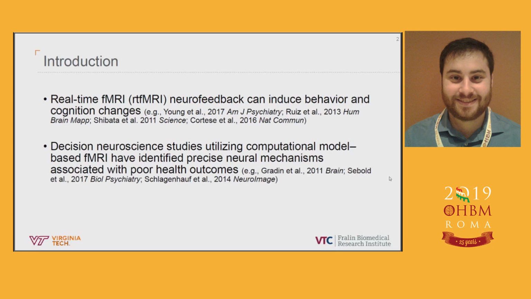So in decision neuroscience, people have used computational model-based fMRI to identify precise neural mechanisms associated with poor health outcomes. And so one example of this is that Gradden showed that individuals with depression have reduced striatal response to reward prediction error. So rtfMRI can be used as a great tool to target these precise neural mechanisms. And this is what I'm interested in using rtfMRI to do.